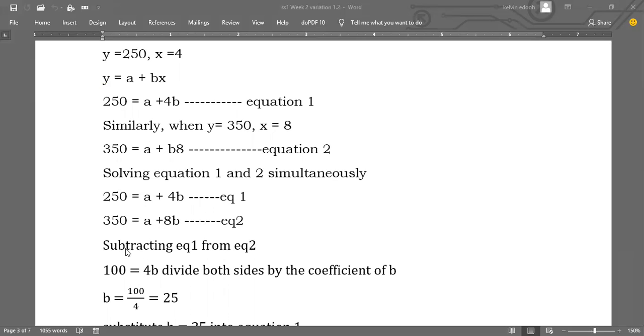You can use any method of your own choice, but use the simple one. I say subtract equation 1 from 2. Or you can just go ahead and do this. If I want to write this statement, I will come here and do something like this. Do a line here. Then subtract: 250 minus 350 gives me minus 100. A minus a will cancel out, that's 0. So 4 minus 8 gives me minus 4b.